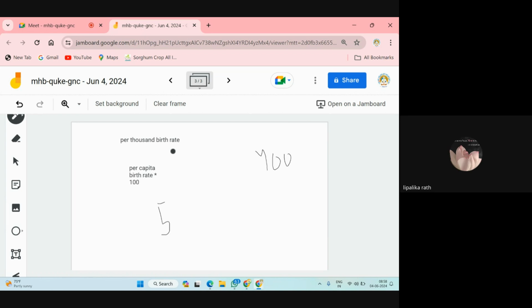Zero point eight, sir. It will be per capita birth rate. Now, how will we calculate per thousand birth rate? Just multiply it by 1000. Okay, 5 upon 400 and multiply it by 1000.